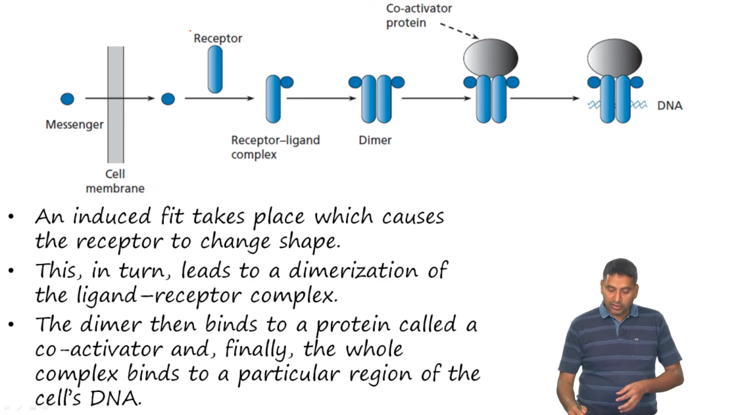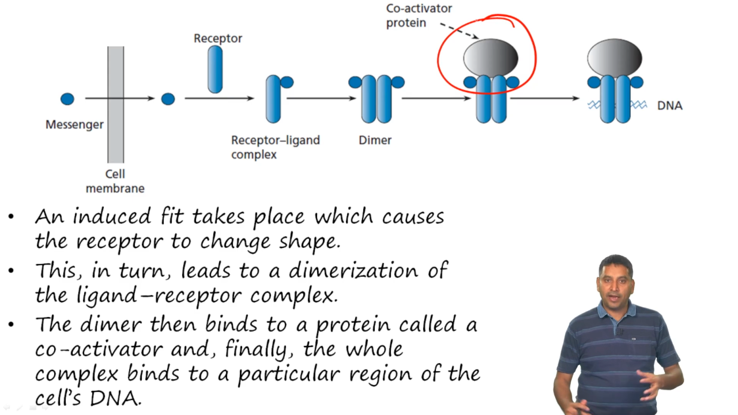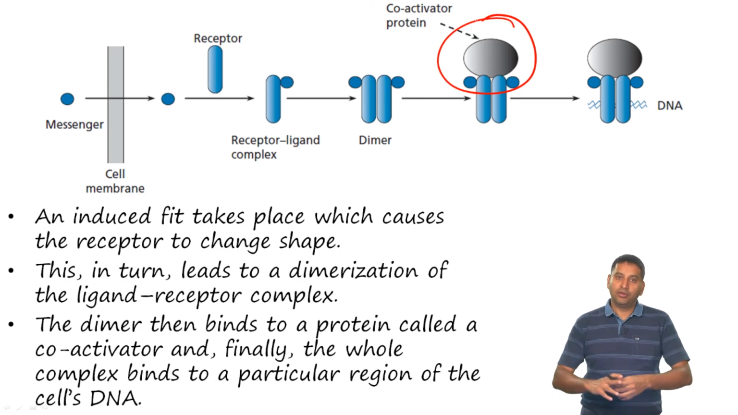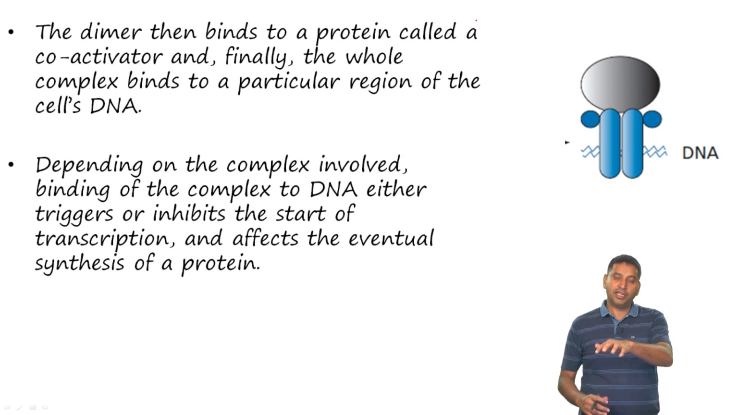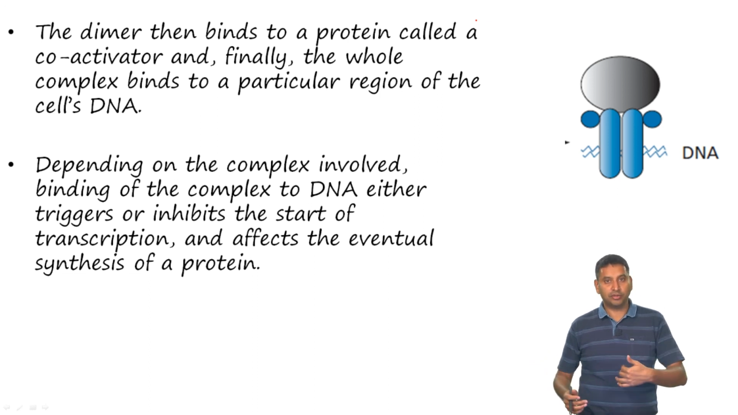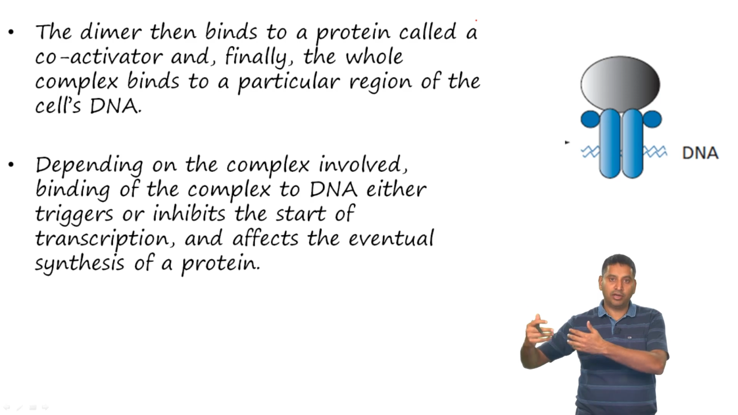The dimer then binds to a protein known as the co-activator protein, and together they can bind to a particular region of the cell's DNA. Depending on the complex involved, the binding of the complex to DNA either triggers or inhibits the start of transcription, and this will affect, let us say, the synthesis of a protein, and that protein may have an important function inside the cell.